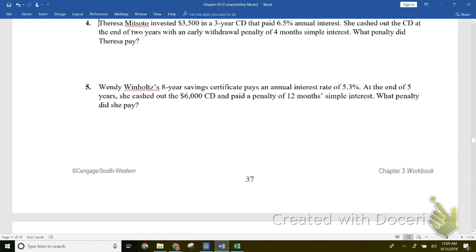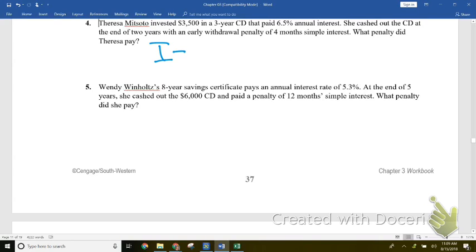Here we have Teresa. She has invested $3,500 in a 3-year certificate of deposit that pays 6.5% annual interest. She had to take her money out after 2 years instead of 3 years, which means she's going to pay a penalty that is equal to the amount of 4 months simple interest.